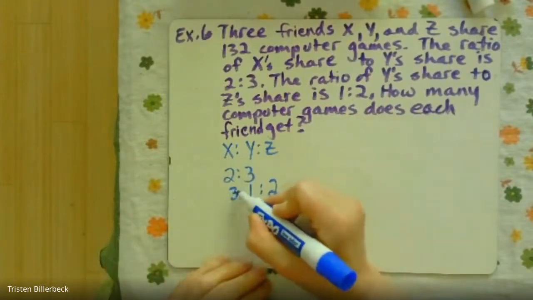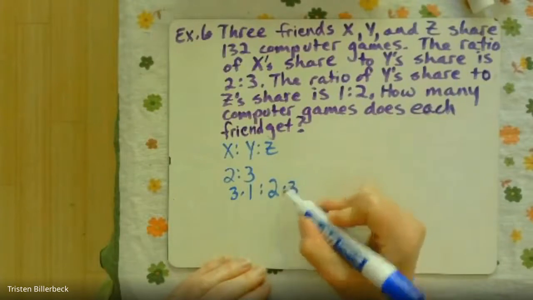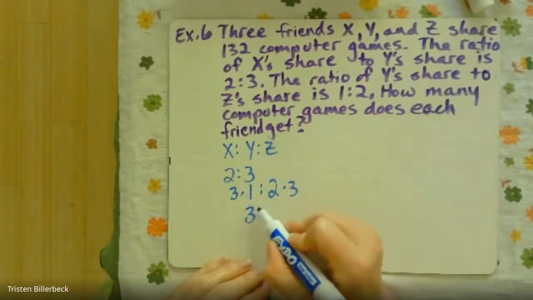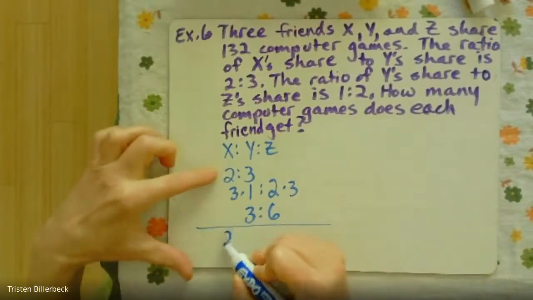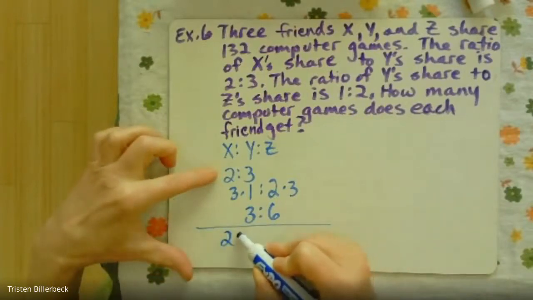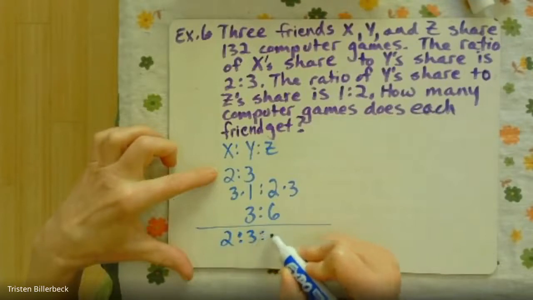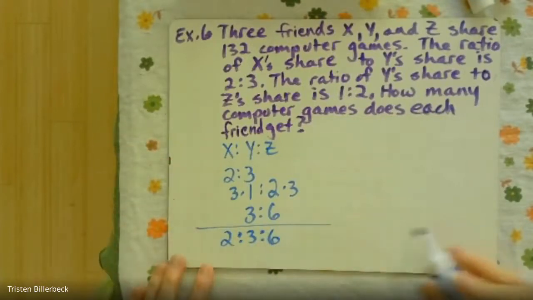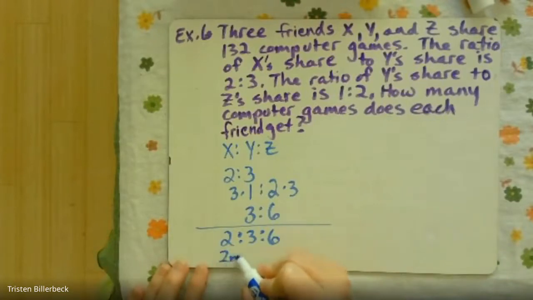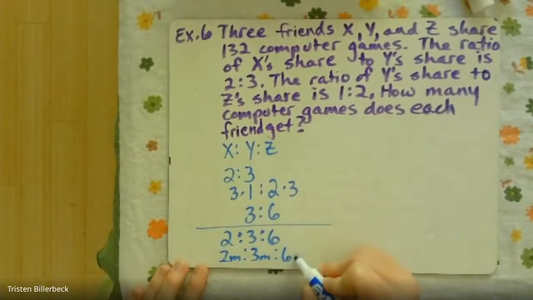So we need the Y's to be the same. That means we need to multiply this one by 3, which gives us 3 to 6. So now we have X to Y to Z as 2 to 3 to 6. We also know that it's 2m to 3m to 6m.